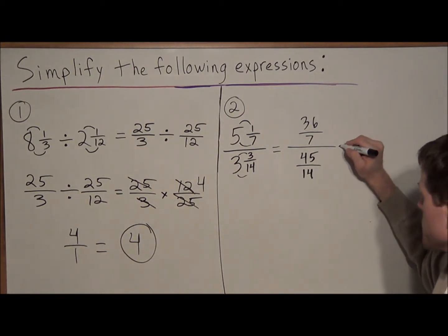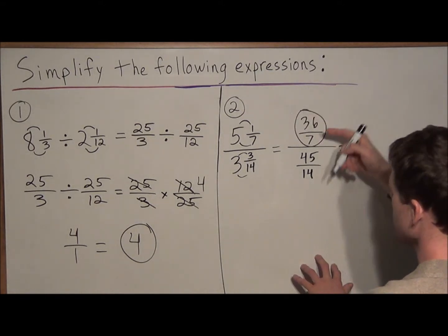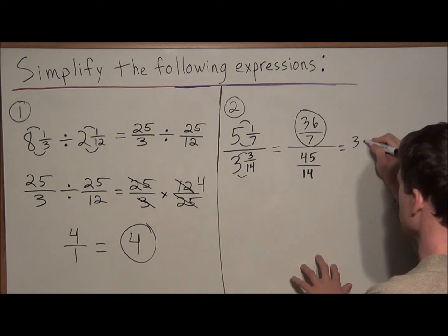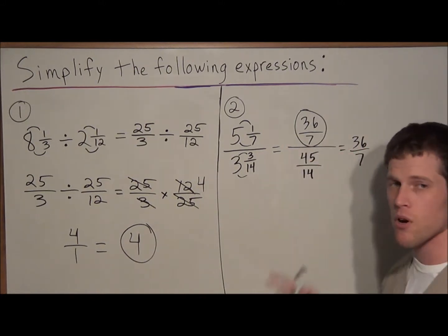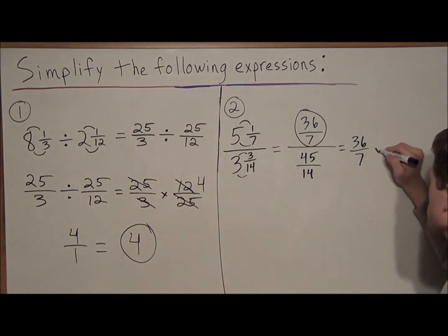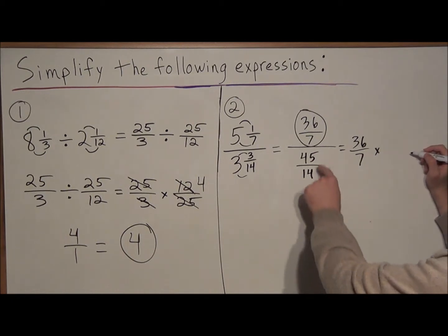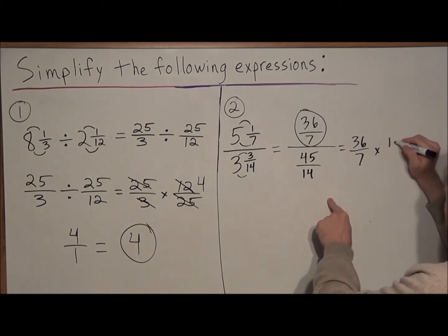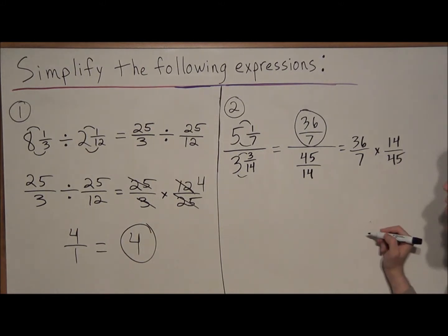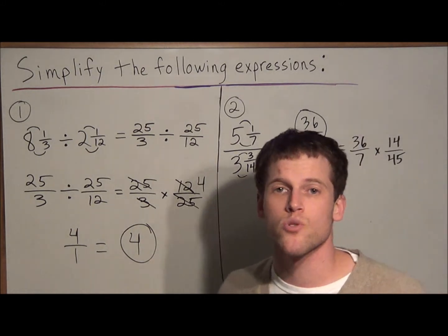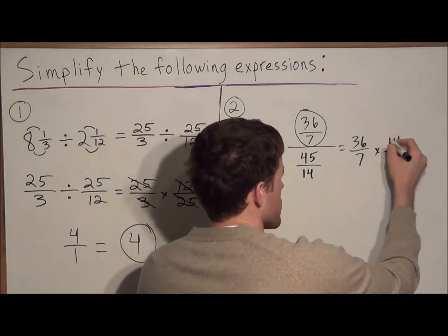At this step, we're going to use keep, change, flip. This time we're keeping the first fraction, 36 over 7. We're changing this operation. Remember, the fraction bar means division. We're changing that to multiplication, and we're flipping the fraction in the denominator, which was 45 over 14, so now we write 14 over 45. Remember, before you multiply, because these are big numbers, we want to reduce first. So 14 divided by 7 is 2.